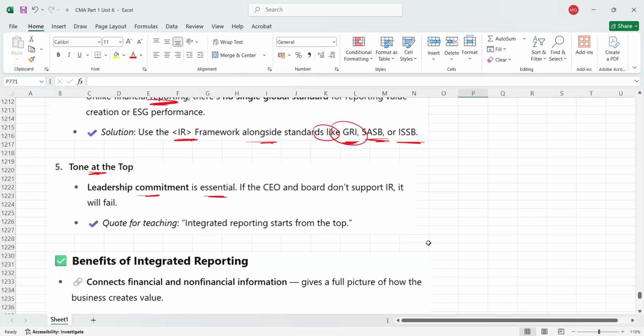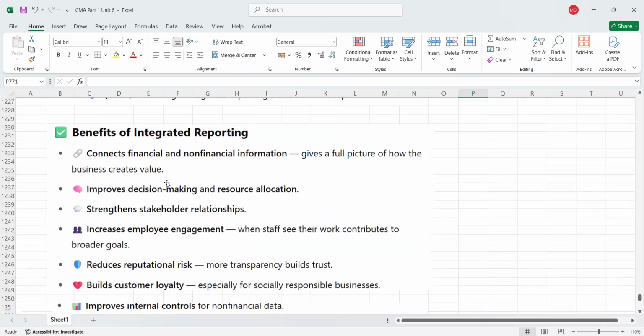ESG means environmental, social, and governance. E stands for environmental, S stands for social, and G stands for governance. So they provide information about ESG also. Okay, but we need seriousness from the top management for this. Now, guys, these are the challenges I have just discussed.